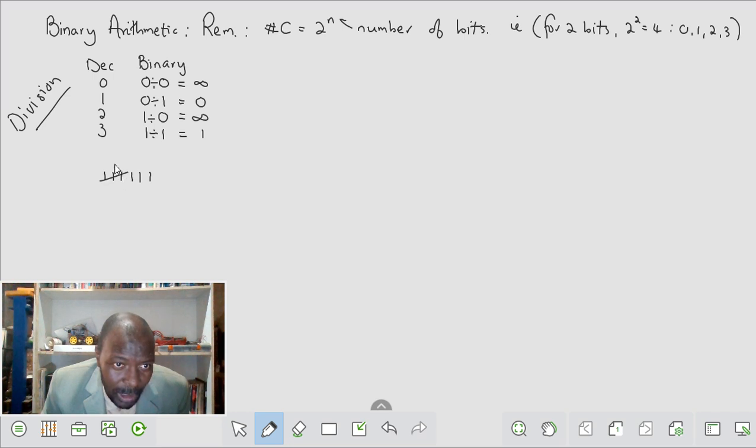We take 3 one time. We take 3. We're able to take 3 how many times? 2 times. So 6 divided by 3 is equal to 2.